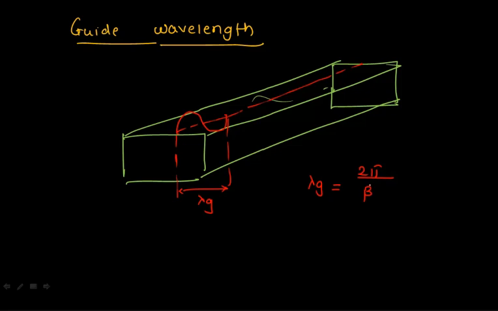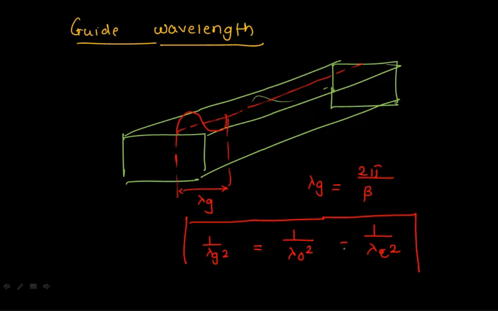Okay? Otherwise you can write your relationship, that is 1 upon lambda g square is equal to 1 upon lambda 0 square minus 1 upon lambda c square. Now we are going to discuss these definitions also. So right now understand your guide wavelength is nothing but the transition of 2 pi radians inside the rectangular waveguide. Okay? Now next one is the phase velocity.